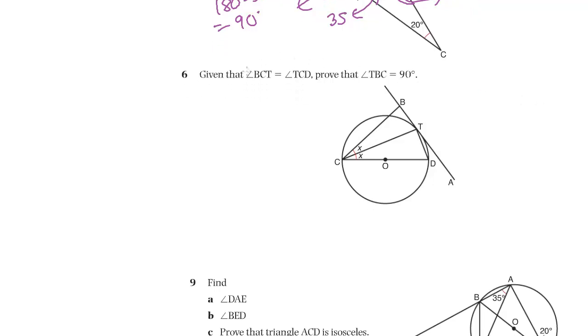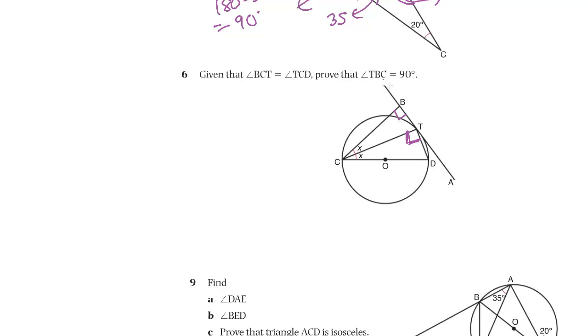The next one, we know that these two angles are equal. We have to prove that TBC is 90 degrees. So for TBC, we have to show that this angle is 90 degrees. Okay, let's see what we know from here. The first thing that we can see is that we have a diameter over here. So COD is the diameter. So this is definitely 90 degrees. This is definitely 90 degrees.